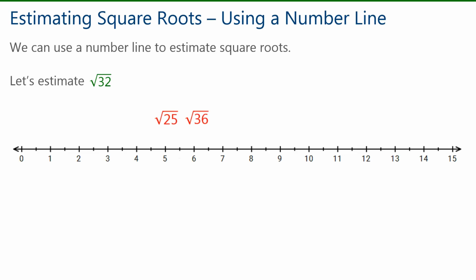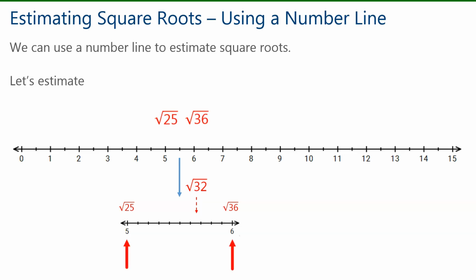So let's enlarge that piece of the number line. Well, the square root of 32 is going to fall just below the square root of 36. So if we have to estimate a number between 5 and 6, I know that the square root of 32 is a little bit more than half. We're only going to estimate to one decimal place, so I would estimate that this would be closer to 5.7.